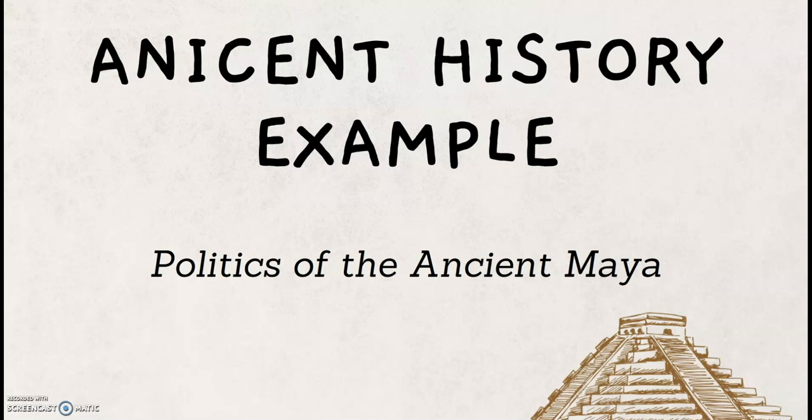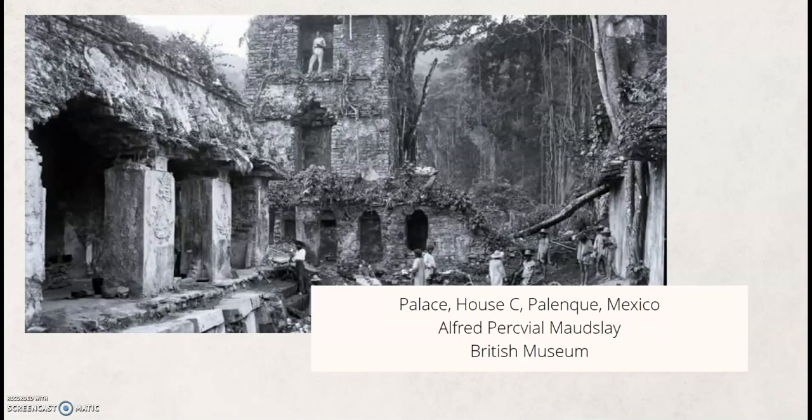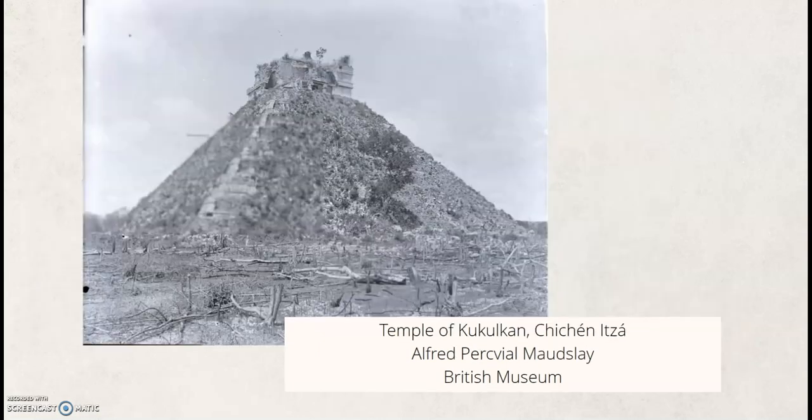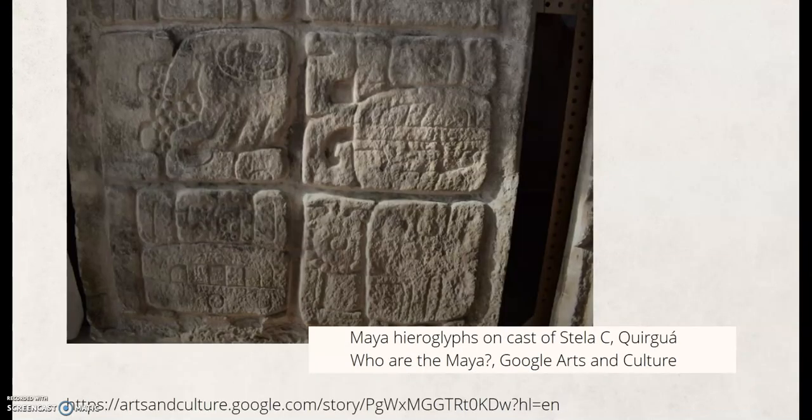I want to focus on the politics of the ancient Maya as my topic. So I might be able to look into places such as Palenque in Mexico, which was part of the Mayan Empire, or I might look at Chichen Itza, which was also part of Mayan culture. So like us, the Maya had their own language and they had their own written word. Now we write in English, but the Maya had hieroglyphs, which they used to record what they found to be important information.